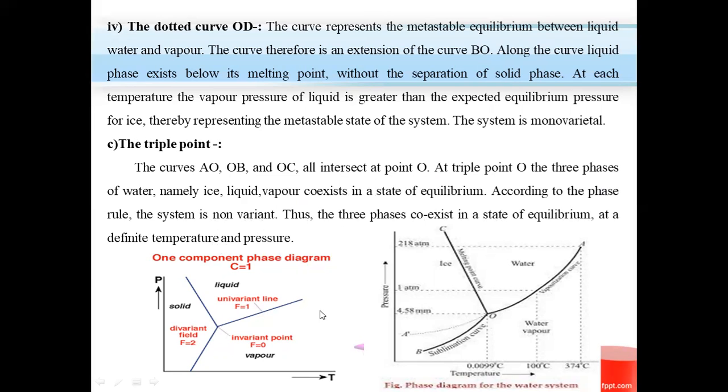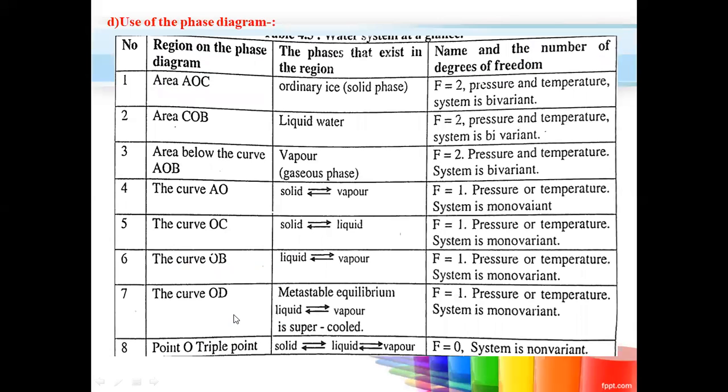That can be explained in this diagram. The degree of freedom is one for the liquid state, that is univariant. The solid phase is divariant, and the vapor pressure diagram is univariant. So these are the uses of the phase diagram. In the area AOC, ordinary ice, the solid phase, the degree of freedom is 2, pressure and temperature, the system is bivariant. That means two variables are utilized, that is the pressure and temperature.